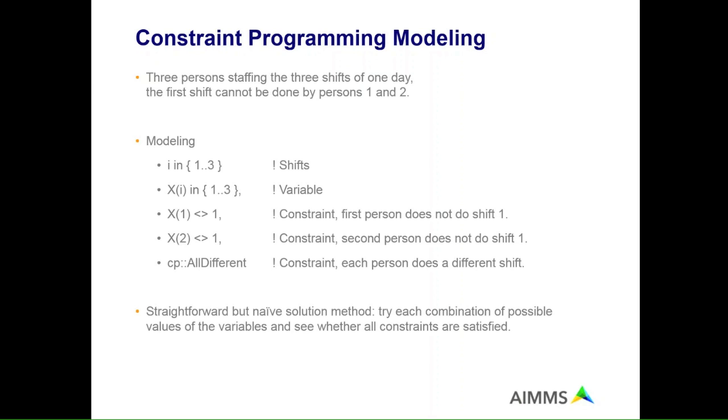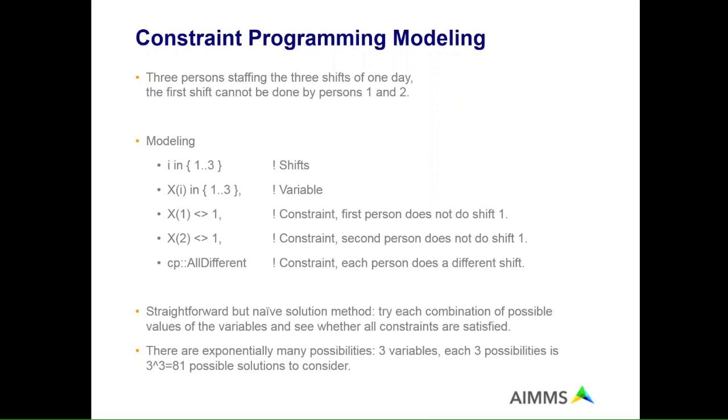In order to solve this problem, a very naive method would be to try each possible combination of the variables xi, and then see whether all the constraints are satisfied. This is naive because we have 3 variables, 3 possibilities, and we have already 81 possible solutions to consider if we should use this method. So how is this done in actual constraint programming?